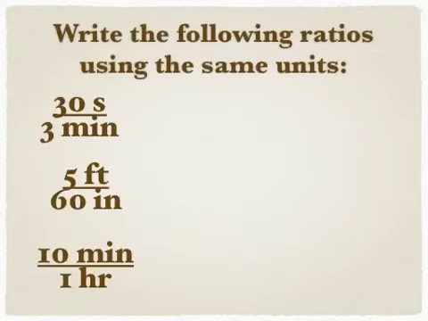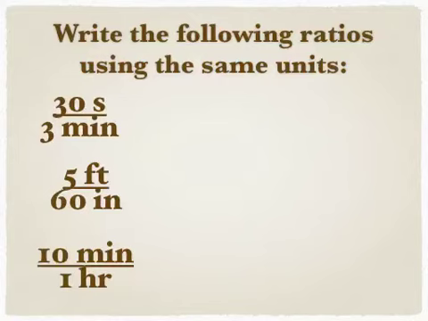What that's going to look like: it asks me to write the following ratios using the same units. In the first example, I have 30 seconds over 3 minutes. 30 seconds is not going to go to minutes very easily because 30 seconds is only half of a minute, so it would give me 0.5, and I really don't want a decimal or a fraction in the numerator or denominator of a ratio if I can help it.